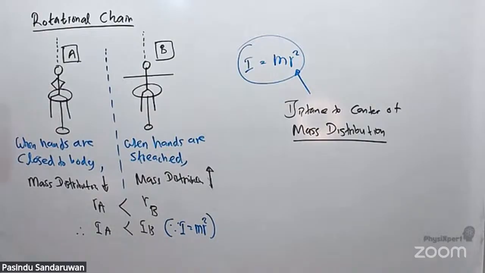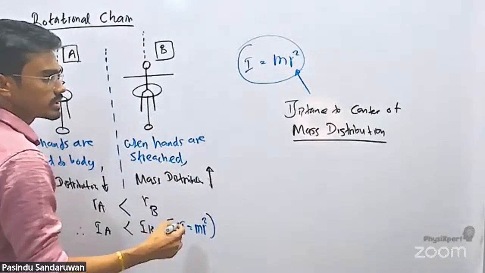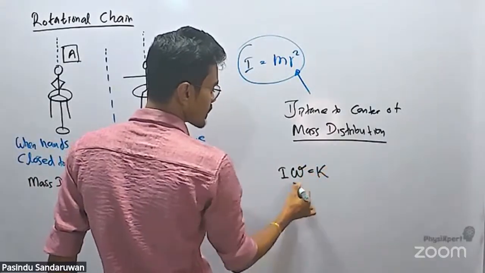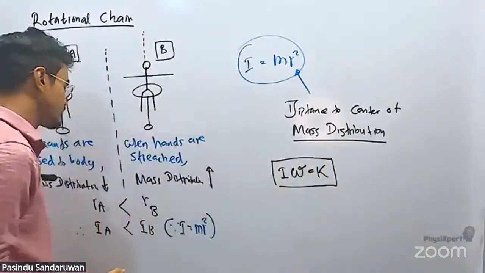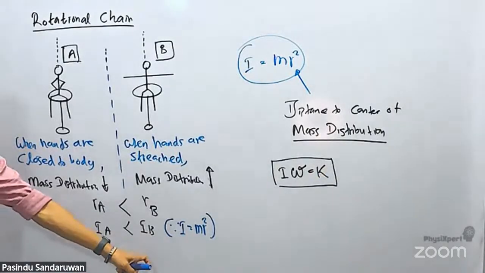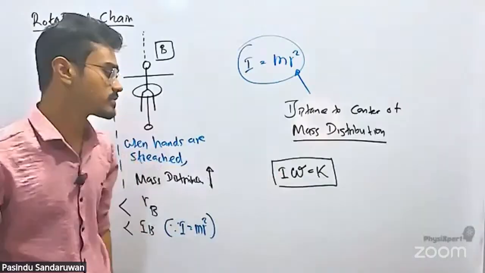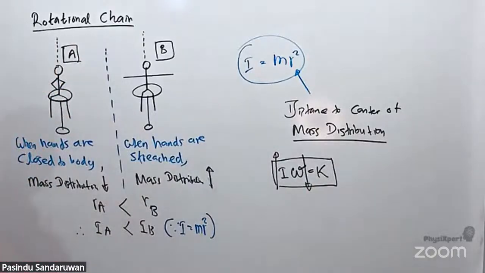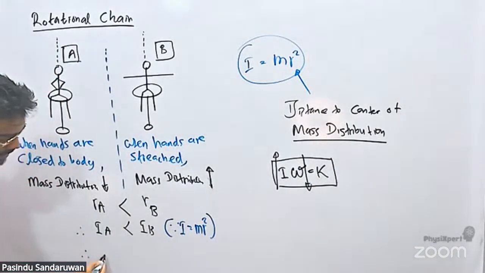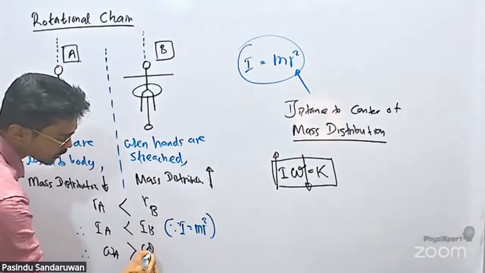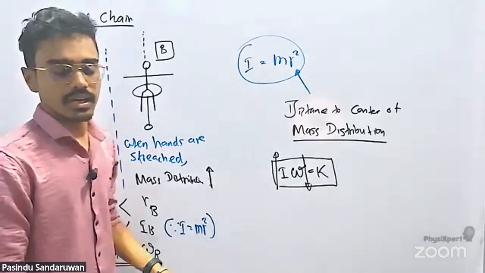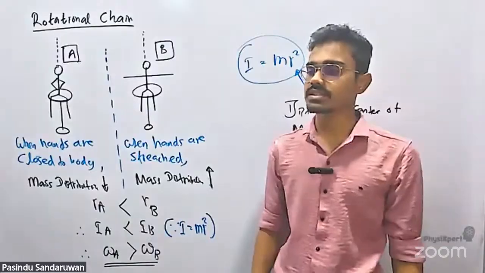But there are more things. I omega should be constant, no? Because according to conservation of angular momentum, that is conserved. So I omega should be conserved. Then higher I means omega is comparatively lower, because when I increases, omega decreases. So therefore, we can say omega A is greater than omega B. Likewise, we can argue and demonstrate this using the rotational chair here, right?